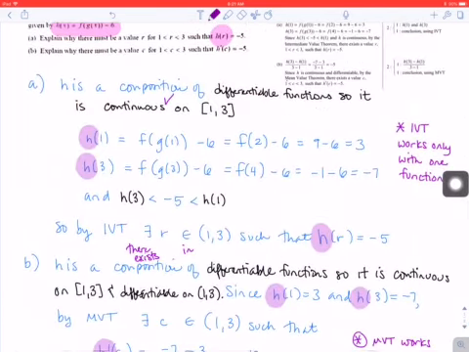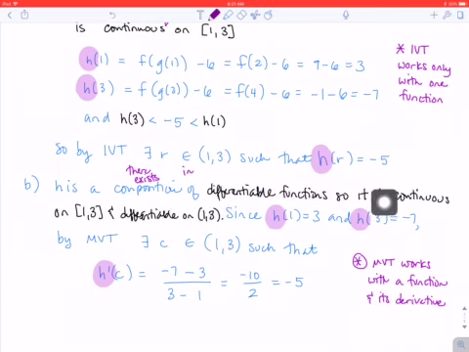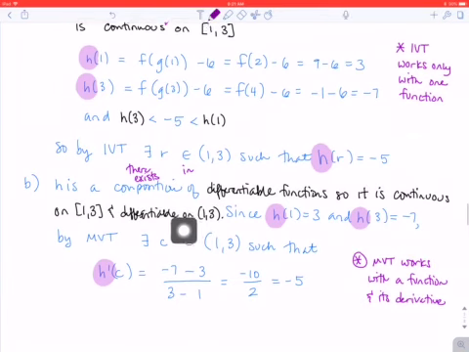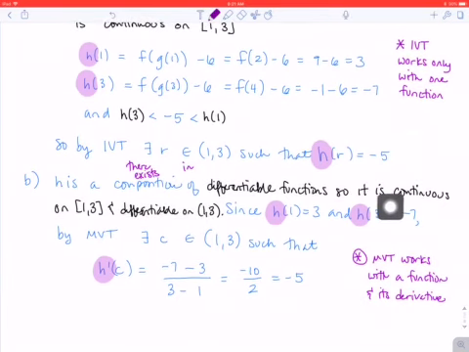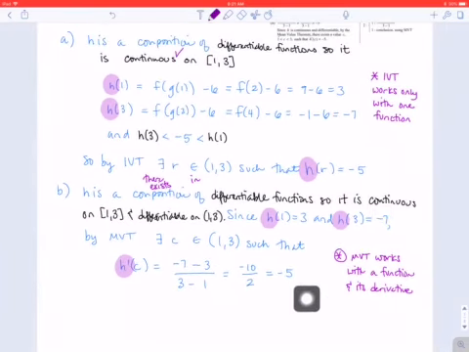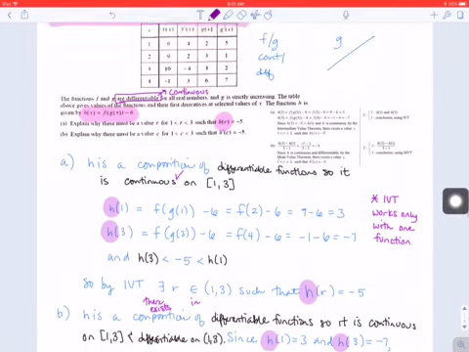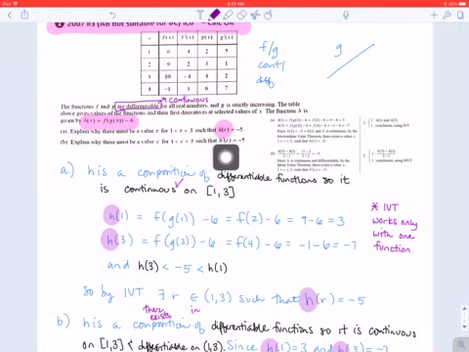To set up MVT, we have to talk about differentiable on the open interval, continuous on the closed interval, and we have to then find the average rate of change. So once you've set up the continuous and differentiable part, you can just find that average rate of change. Make sure it's what you're looking for. So if this wasn't -5, like it asked us for in the question up here, then you'd have to take another route before you rule it out completely.